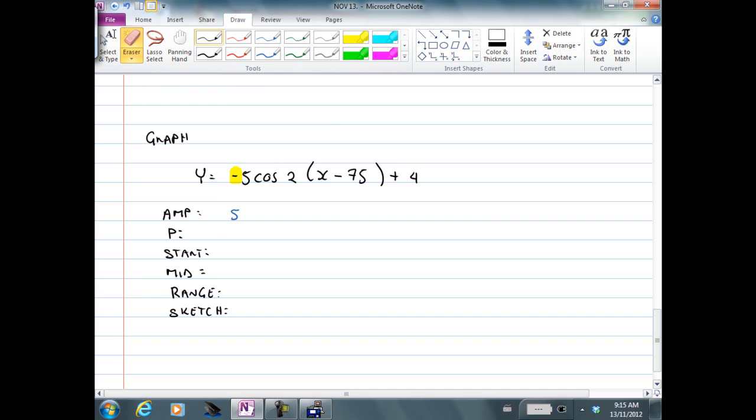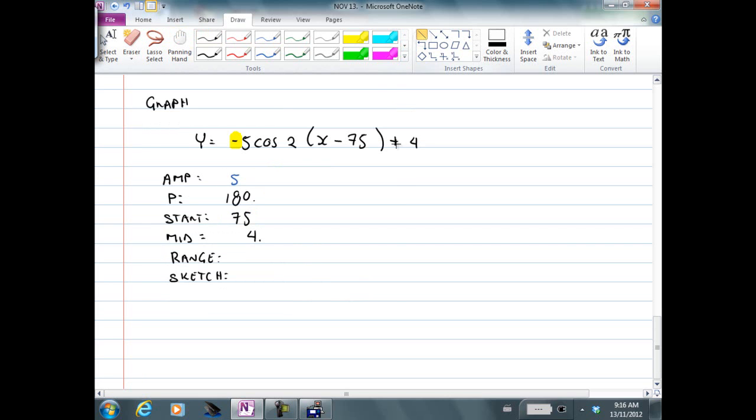5. Manraj, what's your period? 180 is correct. Kanisha, what's your starting point? 75 is correct. Hema, what's your midline? 4 is correct. Now, instead of doing range right away, I like to draw a sketch. It makes it a tad bit easier. So let's draw a rough sketch.